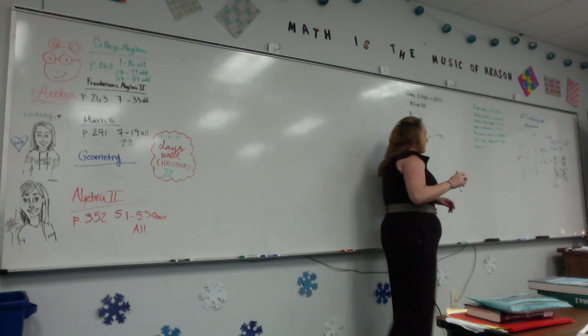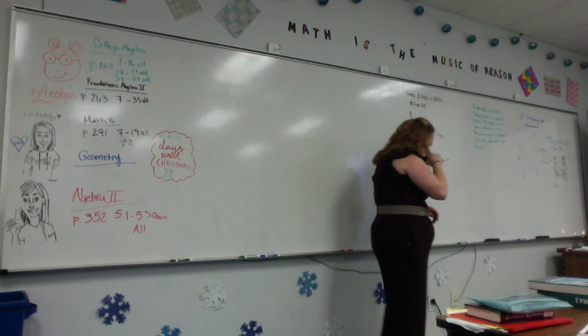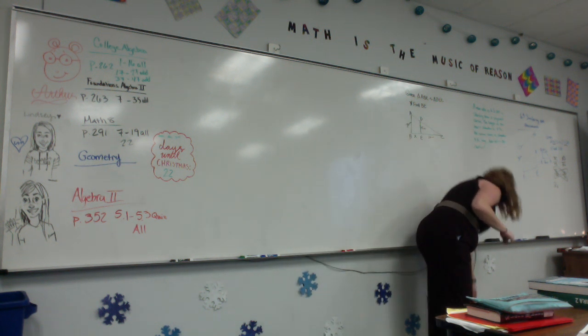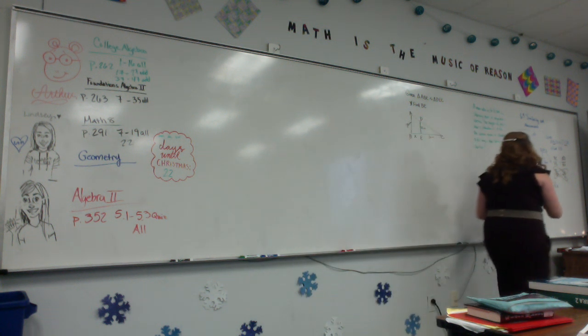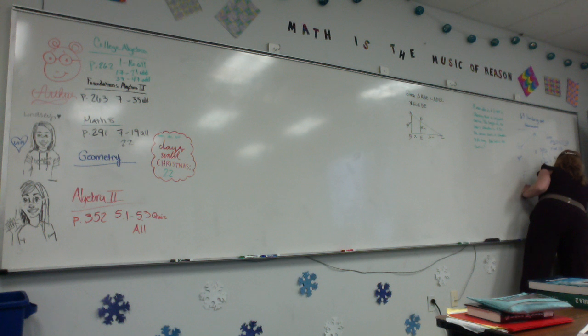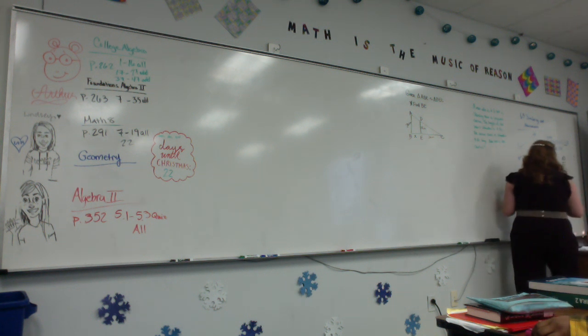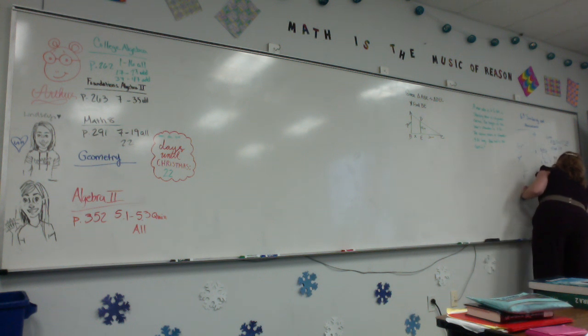Oh, I have my calculator. Okay, good. 30 times 16 is 480. So 12x equals 480, which means x equals what? 40. Okay, so let's check.